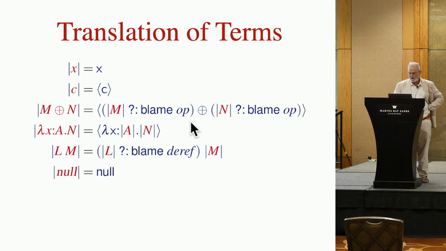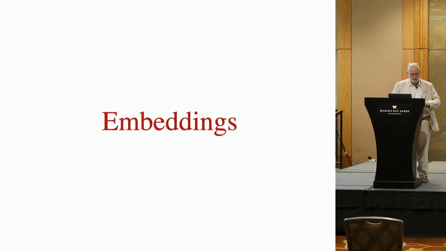If it's a lambda, we just lift it. If it's an application, again, we have to use Elvis to say, well, if that's null, then blame. Otherwise, drop it down so we now have an actual function type and apply that to the lifting of M. And then null just goes to null. Any questions about that? It's very simple. And then we can do some embeddings.